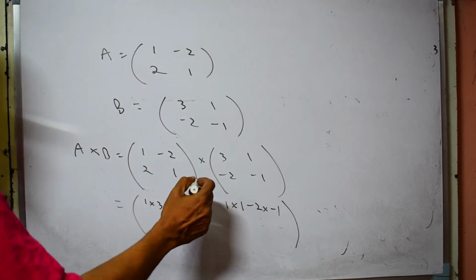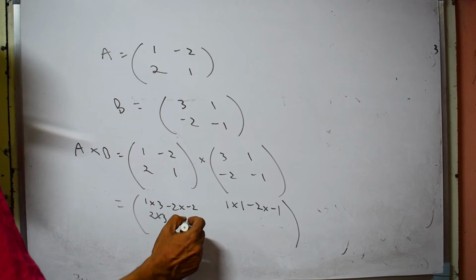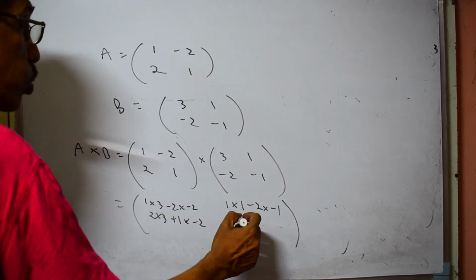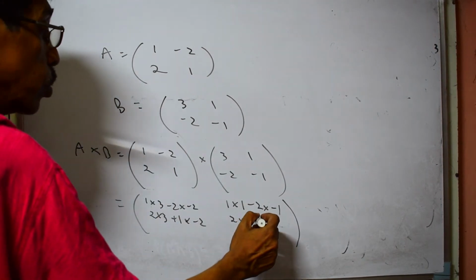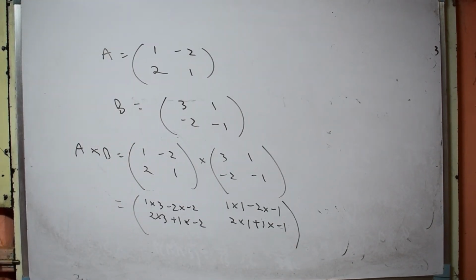Done. Then 2, second row, first column. Then plus 1 into minus 2. The second one, 2 into 1. Second row, second column. So row, column. So what is happening? The result is coming to be ultimately this is 7.